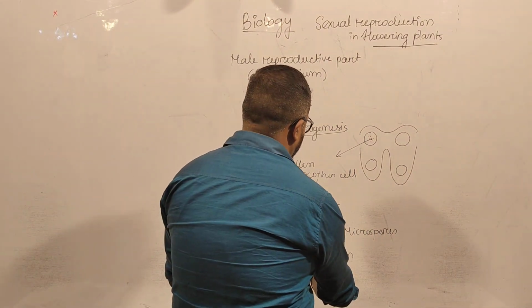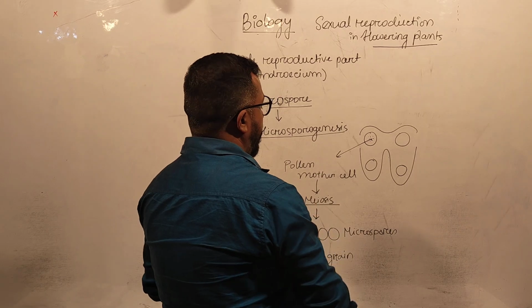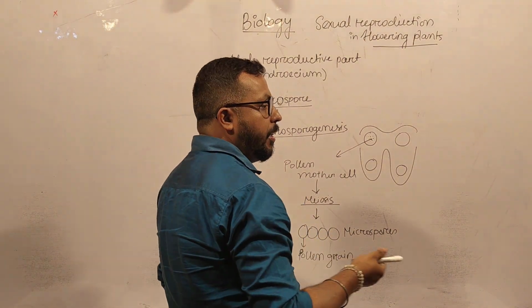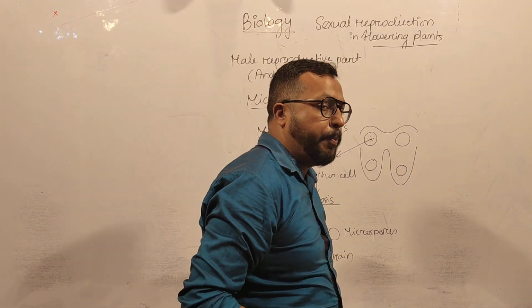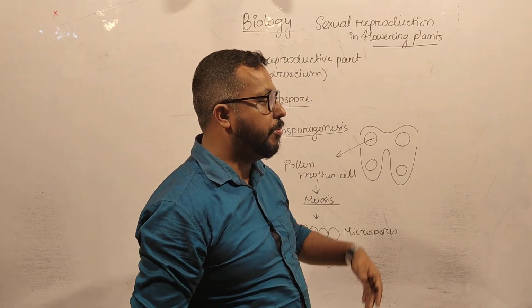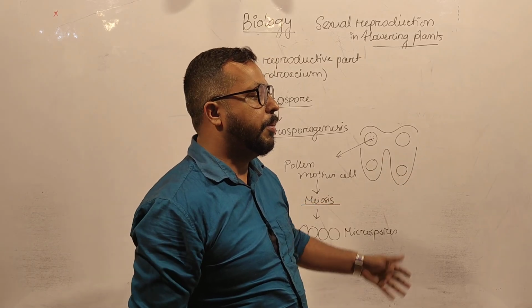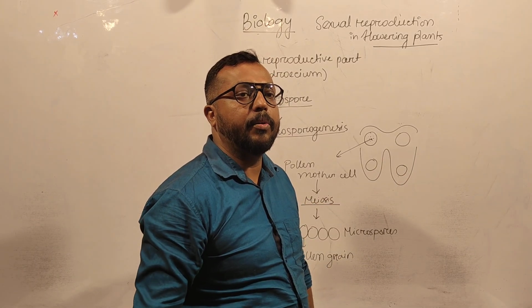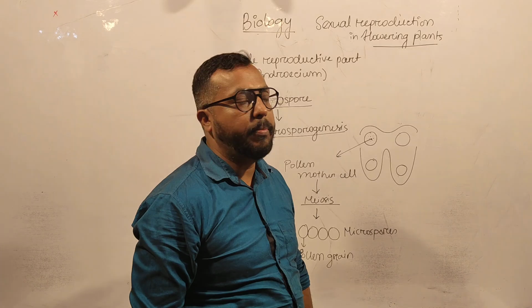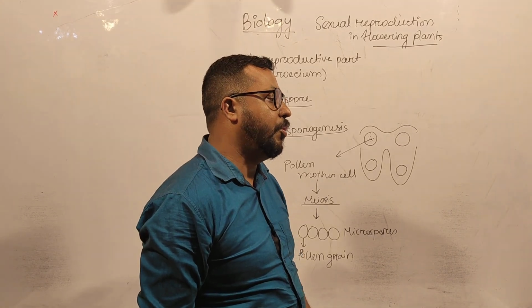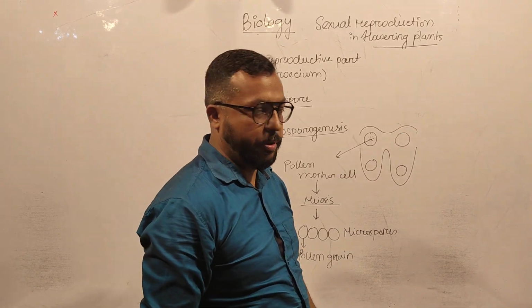Now what is the function of the pollen grain? The pollen grain is the male reproductive part which is going to fertilize the female part, and then there is going to be the production of the zygote, and that zygote is eventually going to form the seed, and the ovary is going to form the fruit.